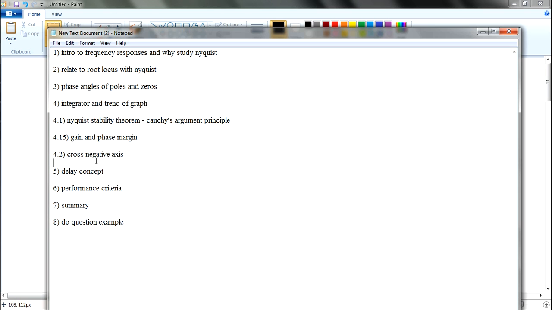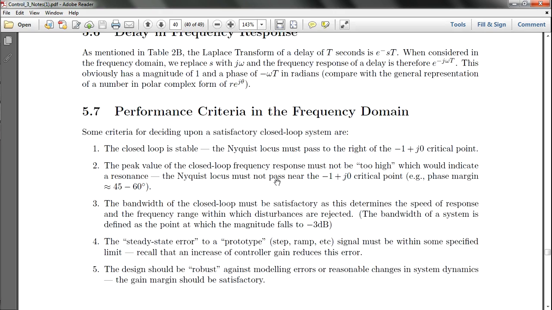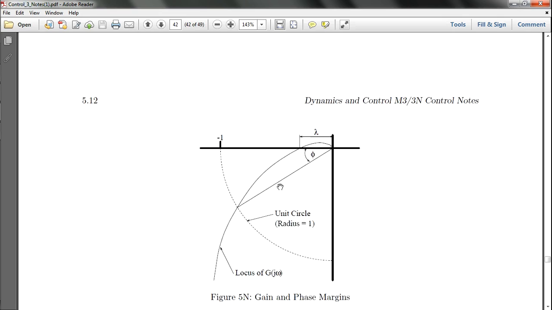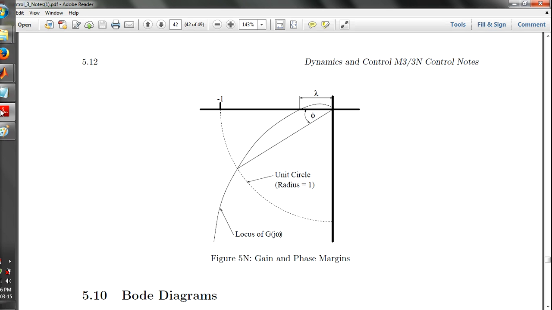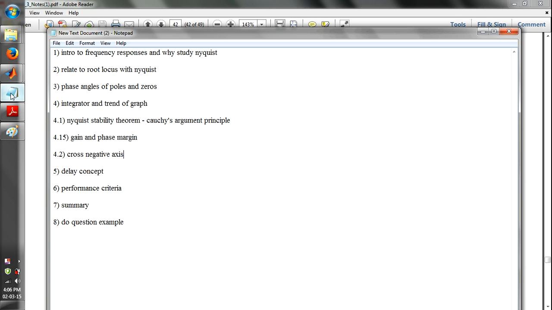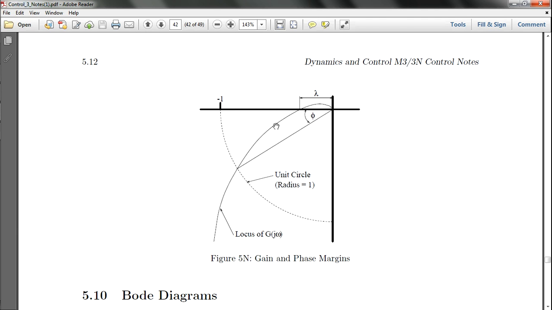Okay, as said earlier, we do cross negative axis. What is cross negative axis? If you remember, let's say this is the root locus, right? If you are crossing, typically what we are going to do is to actually cross whatever axis. So we are trying to find whatever frequency that crosses a certain axis. Let's say if you have this that crosses this, so this point crosses the real axis, right? So I'm keen to find this point.